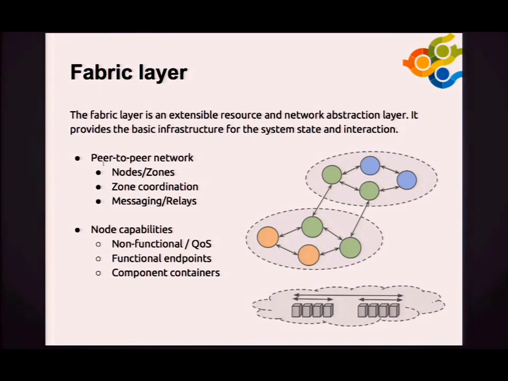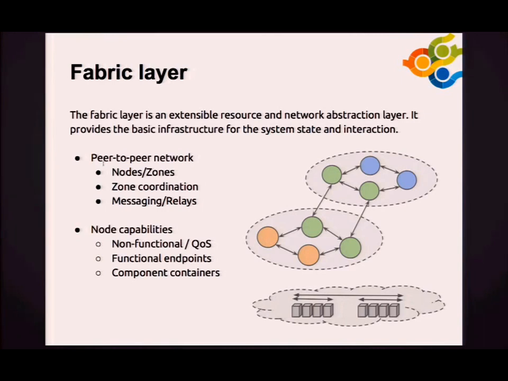So fabric layer. Basically, we want to abstract away from our resources. The way we do that is by providing a peer-to-peer network of resources that participate in any system. Any resource in the system is represented by a node. We partition them into zones for efficiency reasons, but also for being able to bridge domain and technology boundaries. We provide some basic functionality in there, like coordination, making sure that specific functions are being executed within the distributed system in a reliable manner. And it provides a basic messaging and relaying infrastructure that allows the nodes to communicate at a very basic level.